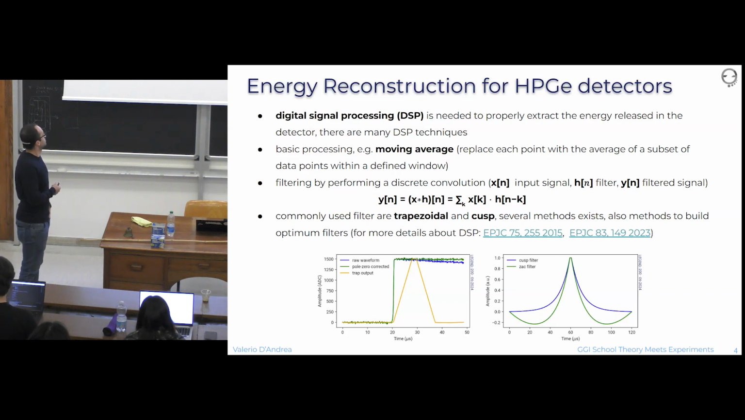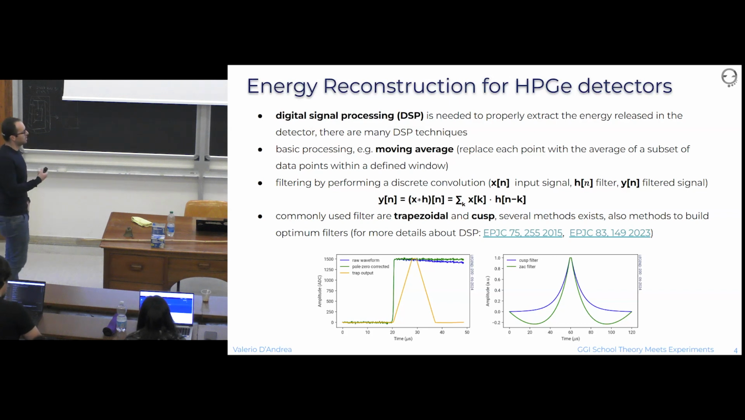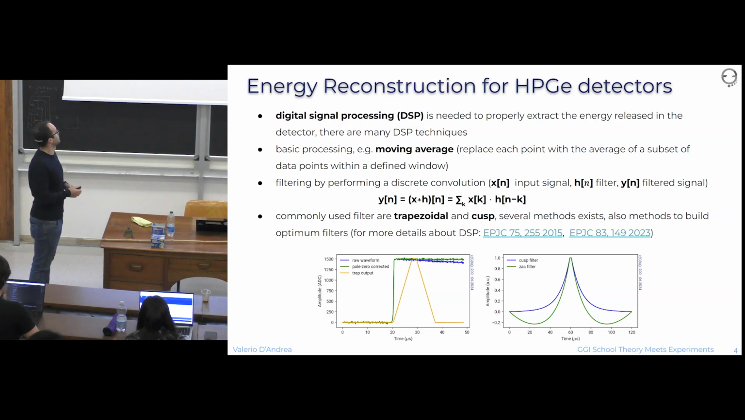I'm just showing you two examples of filters. The trapezoidal is used largely in our field, but another widely used filter is the cusp. The cusp filter looks like the green one in this plot, while the orange one shows the trapezoidal filter. Basically, we take the raw signal, we perform a convolution with this kind of formula, and you get a filtered signal.